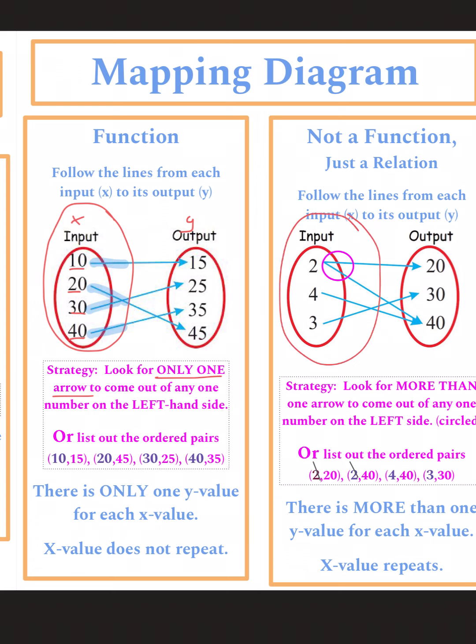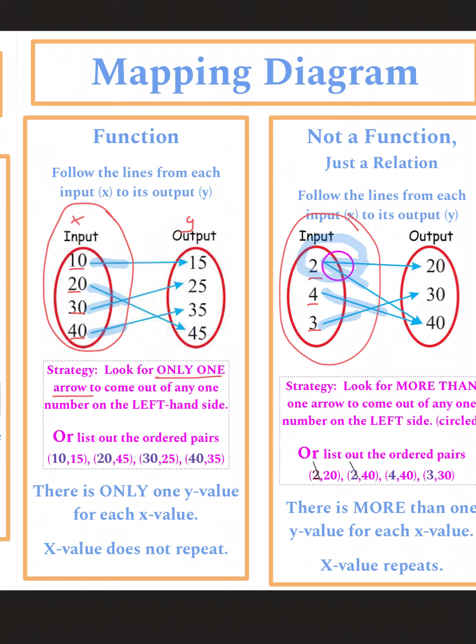So we look at the not a function side. Again, focus on the x values. Well, when you just look at the x values, it looks like none of them repeat because there's just a 2, a 4, and a 3. But when you look closer and you look at the arrows, there's 2 arrows or 2 lines coming out of the number 2. There's one line coming out of the 4 and one line coming out of the 3. But because the 2 has 2 lines coming from it, that is making it not a function.